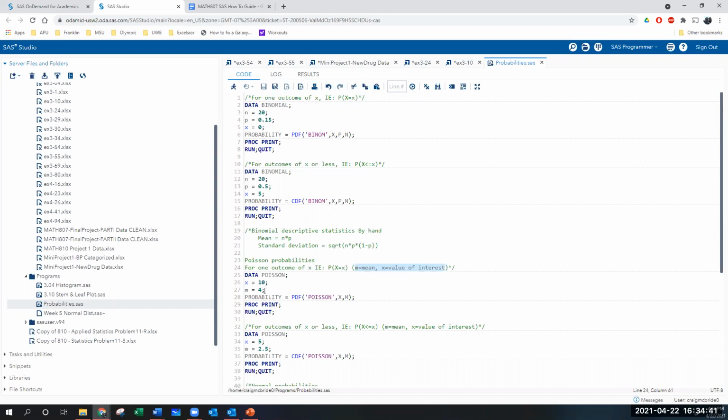Who can tell me how to calculate the mean of a binomial distribution? Is it N times P? Nice job, Lonnie. Perfect. And that is what we use in the Poisson. We simply take N times P, which gives us the mean of our binomial distribution, and we use that for the mean of our Poisson.